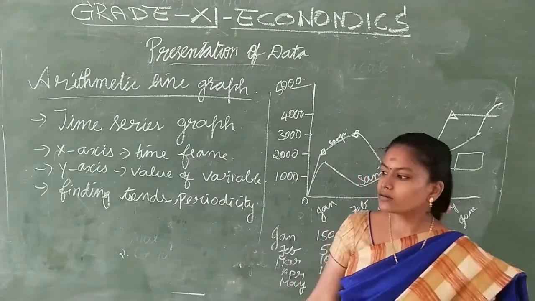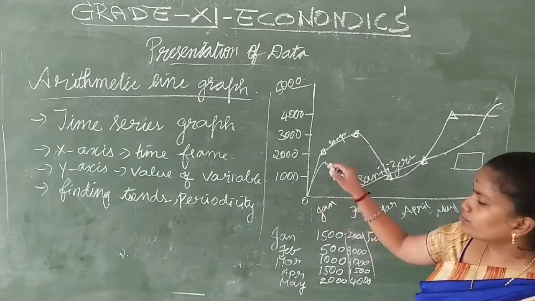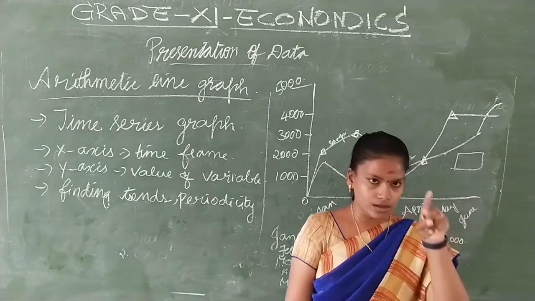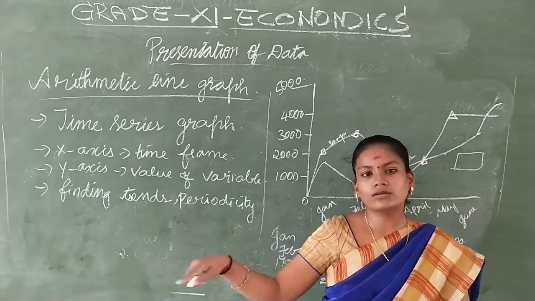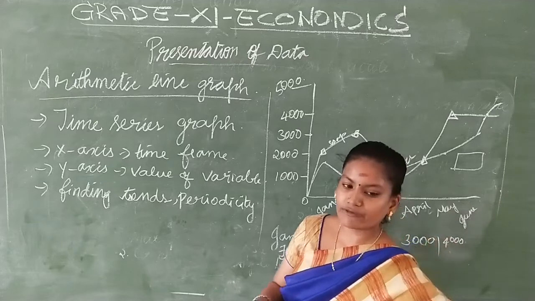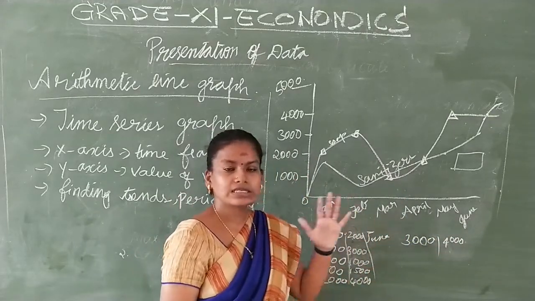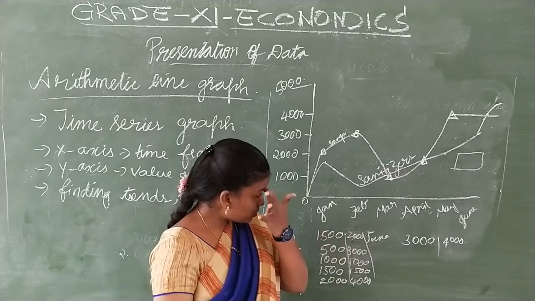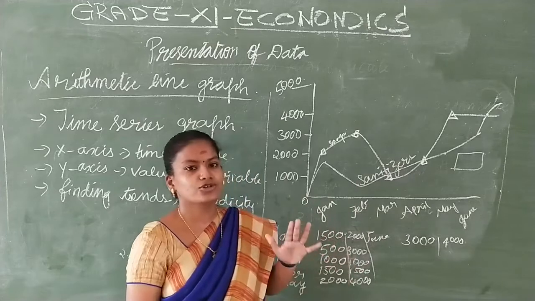You just mark the variables here, and you join them with lines. It goes on to give you an arithmetic line graph, which also has the name time series graph. Right, children, so this is the last diagrammatic presentation of data.